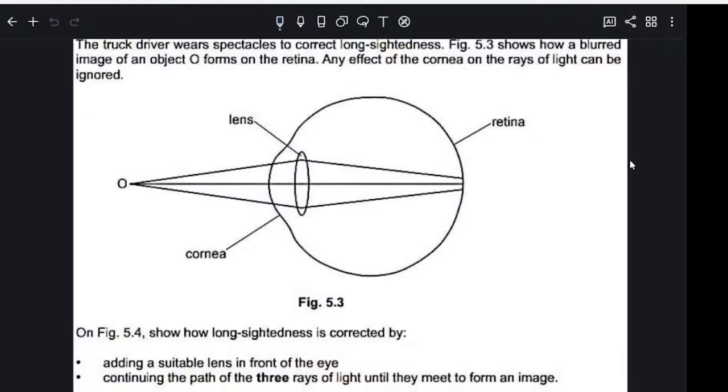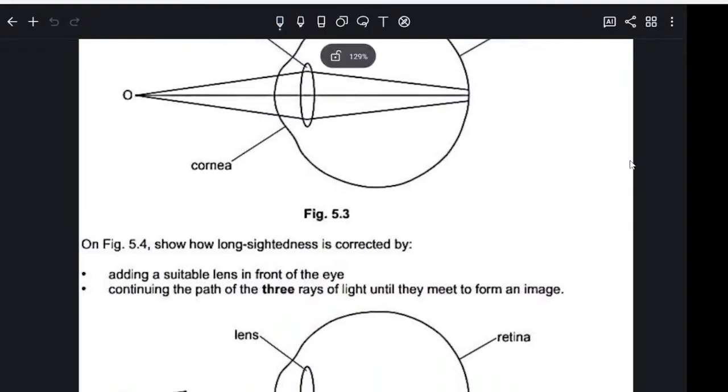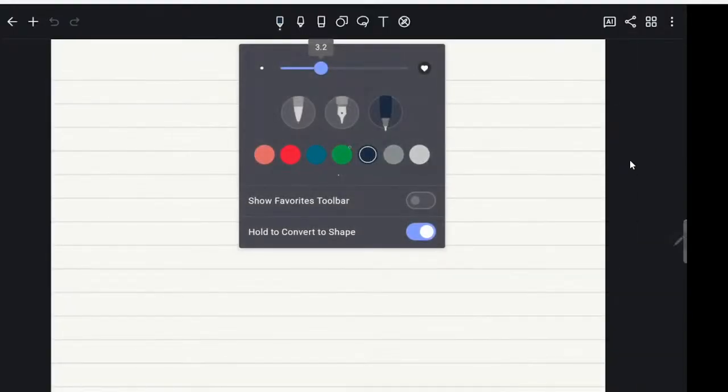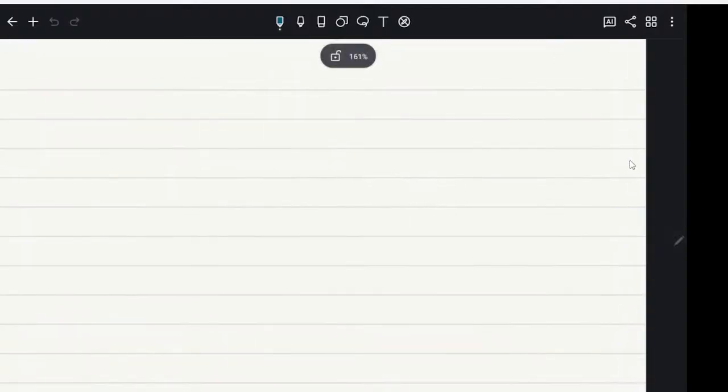Okay, here's the thing. Let's talk about correcting the sight. Let me just give you the things. It's so easy. Everybody, listen. When we talk about sight correction, we have two types of problems. So let me quickly write for you.